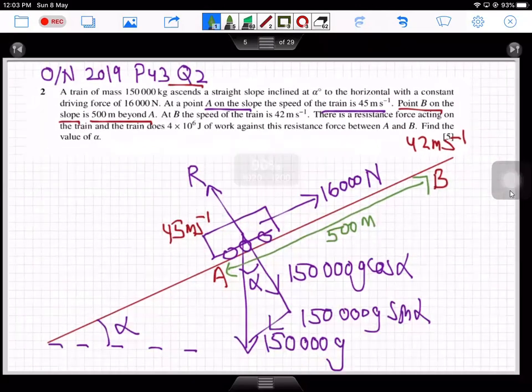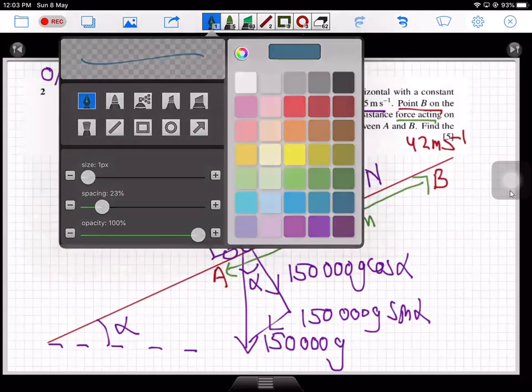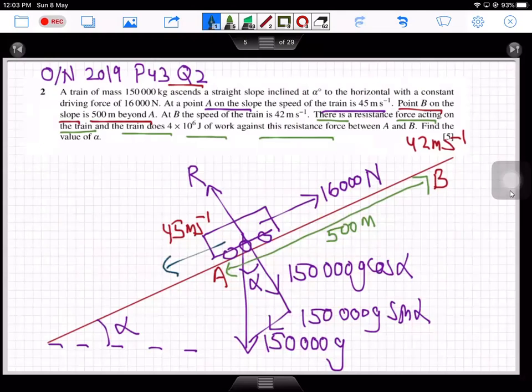All right. So here is a resistance force acting on the train, and the train does a work of 4 multiplied by 10 raised to the power 6 joules against the resistance force. So let's say this resistance force, I can call it RS. Now, since I've mentioned this R over here, I'm taking this as RS. Resistance force, it does a work of 4 multiplied by 10 raised to the power 6 joules, meaning 4 million joules.